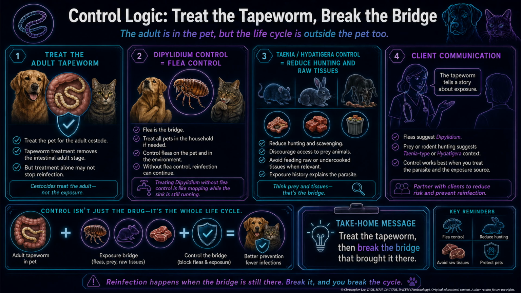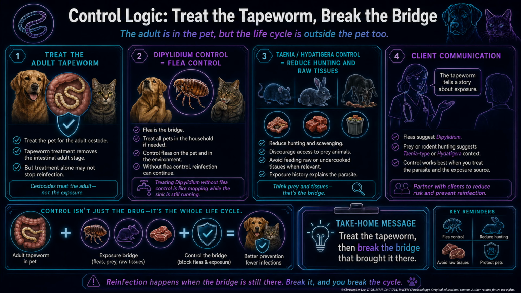Treatment, such as praziquantel, removes the tapeworm, but control requires us to break the bridge that brought the parasite to the pet. For Dipylidium, the bridge is the flea. Appropriate cesticidal treatment must be paired with effective flea control. This flea control should be used on the patient, and we also need to consider the environment. Other household pets should be evaluated and treated as indicated. Otherwise, an infected flea can restart the cycle.